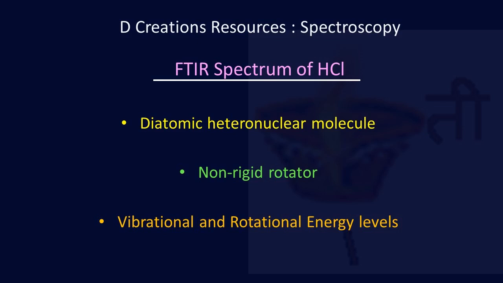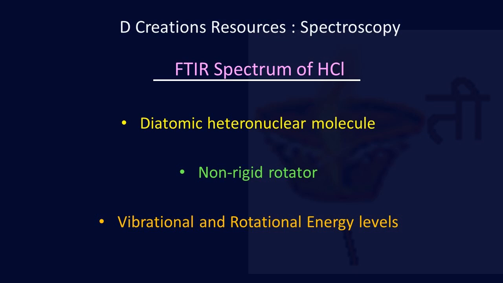Now HCl being a diatomic molecule, it can vibrate in only one way, the hydrogen and chlorine atoms oscillating back and forth along the bond axis. Now this vibration is quantized, that means it can only exist at specific energy levels. Now HCl can also rotate around its axis, and these rotational motions are also quantized. That means they can also occur at specific energy levels.